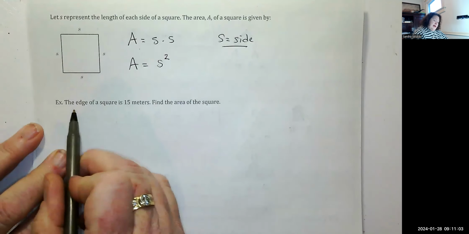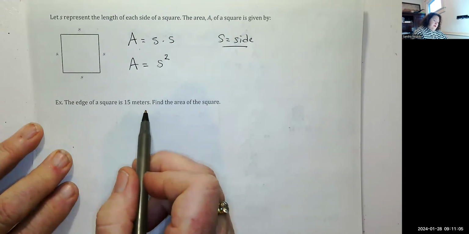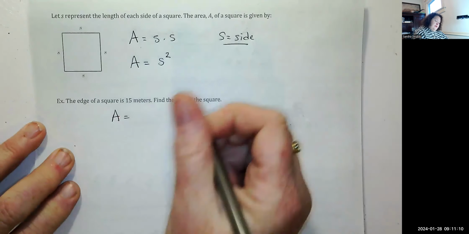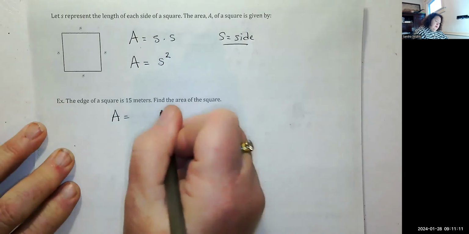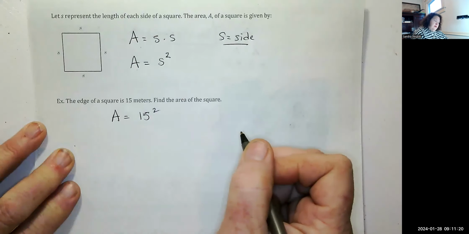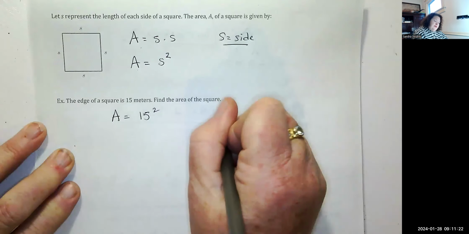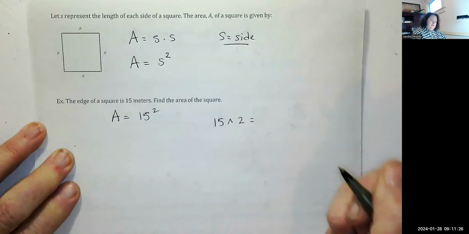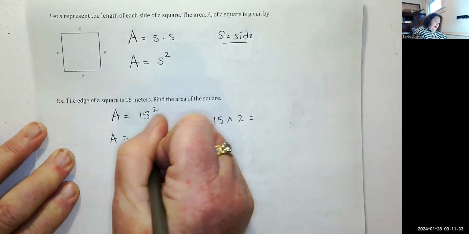So here's an example. The edge of a square is 15 meters. Find the area of the square. Well, the edge of a square is 15 meters, so that's 15 squared, because area is side squared. So all you're going to do in your calculator is 15 caret 2 equals. Okay, and you should get 225. So area is equal to 225.